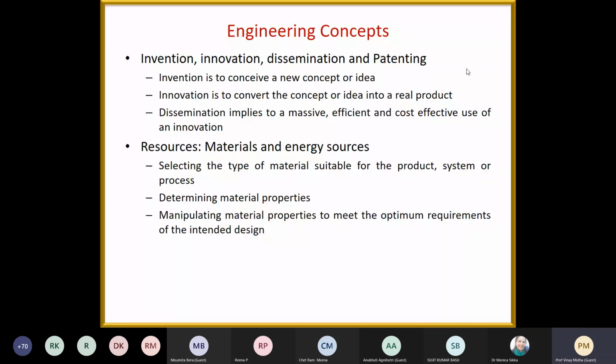Then once the innovation is done, there is the dissemination. Dissemination means that this innovation should be converted into a real product. First, we prepare the prototype, and then we go to the mass production. And dissemination implies the massive, efficient, and cost-effective use of that particular innovation.